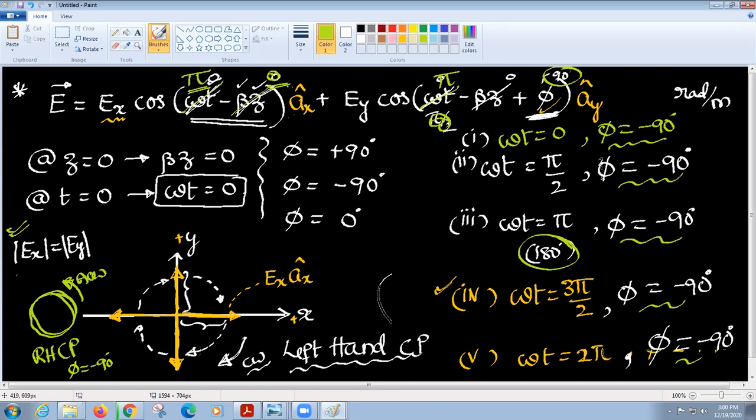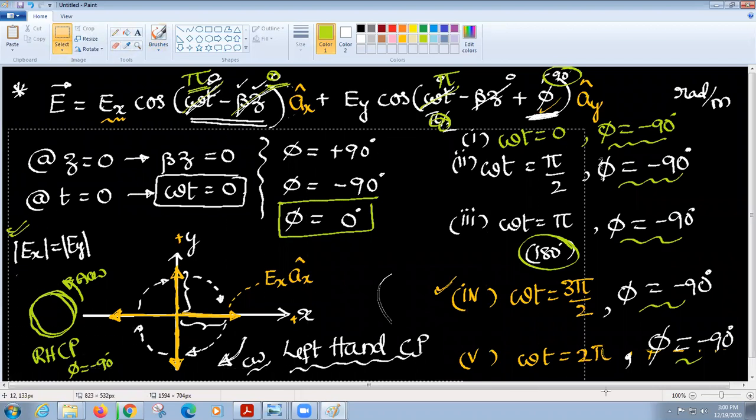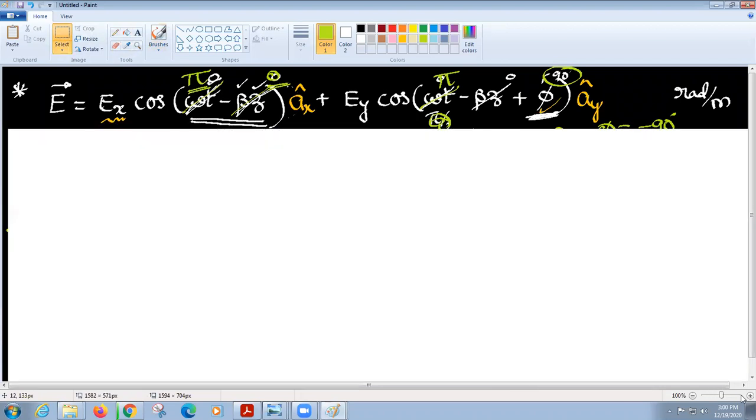If, for instance, I remove this phi completely, or if you maintain phi equal to 0, now what's going to happen if I take phi equal to 0? If I take phi equal to 0, you must get a linearly polarized wave. That's it.